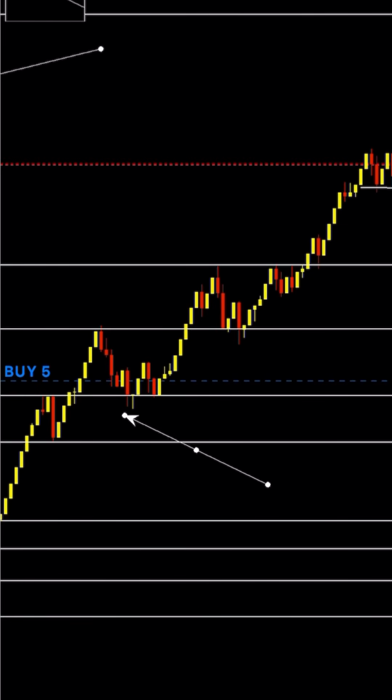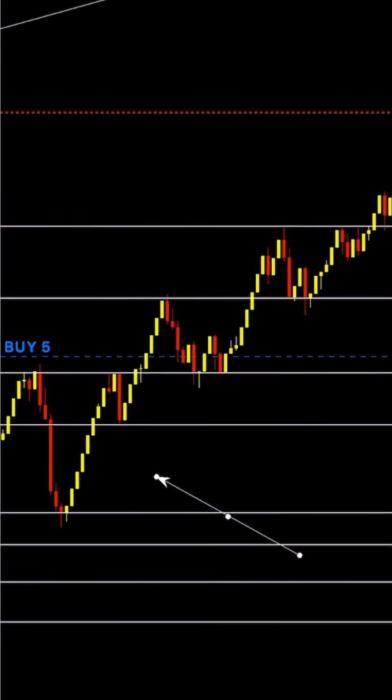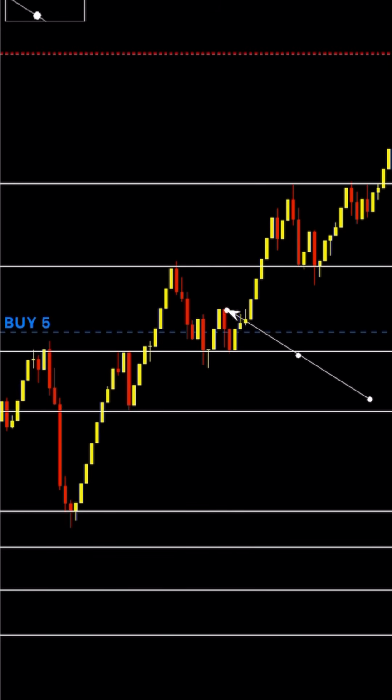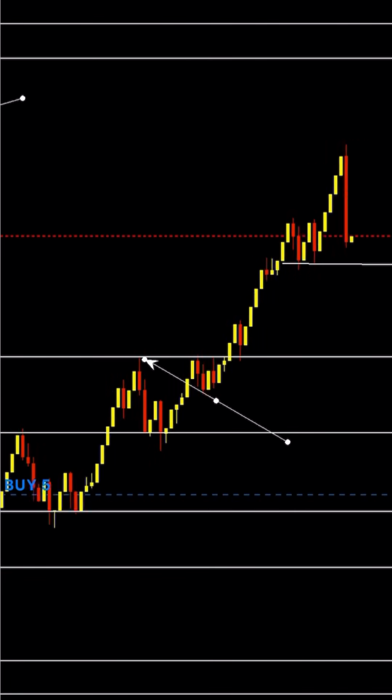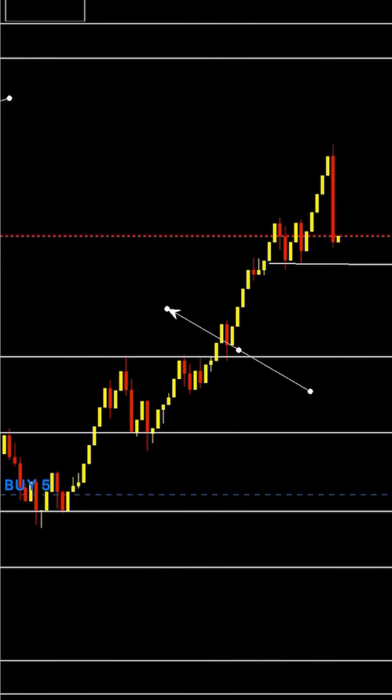So apart from market structure, you must understand that your support and resistance is very important, okay? As you can see, I have my lines on all the zones. My lines are everywhere. That's my support, that's my support, resistance, support, resistance, support, okay? So that's just the logic.